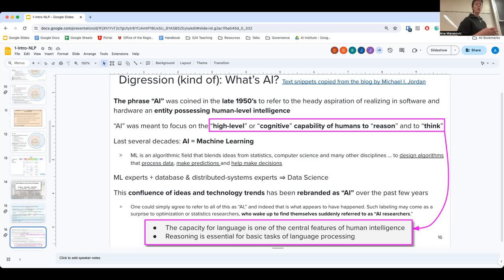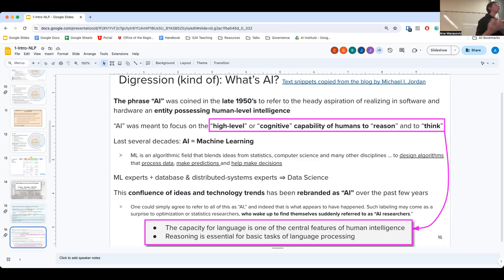Such labeling may come as a surprise to optimization or statistics researchers who wake up to find themselves suddenly referred to as AI researchers. So this is a little digression of what we call AI, but in a way it's related to what I was saying before, because if we want to have human-like intelligence that possesses our level of reasoning and learning, then the capacity to understand language is one of the central features of our human intelligence, not every intelligence, but human intelligence. And reasoning is also essential for basic tasks of language processing. So in a way, to build an actual AI, you need to build NLP technology that has abilities to reason and learn like a human.